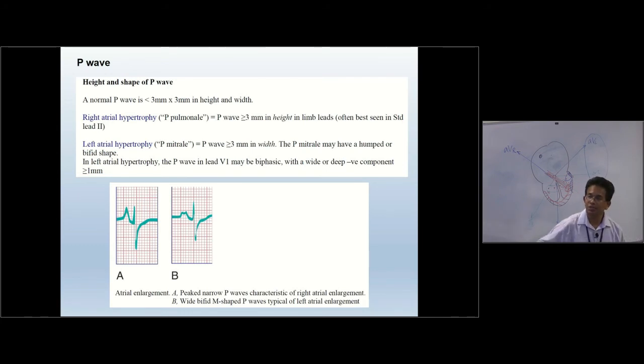So in that case, you will see the atria produce a M-shaped wave, okay, with two humps. This is a characteristic waveform for left atrial enlargement. Okay, so by looking at the configuration of the P wave, you can comment whether there's any sort of atrial pathology or not, or whether it's a left or the right atrial pathology. Okay.